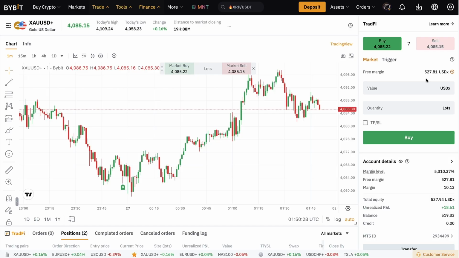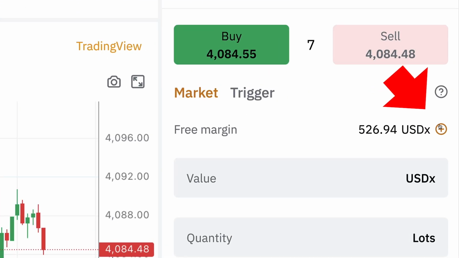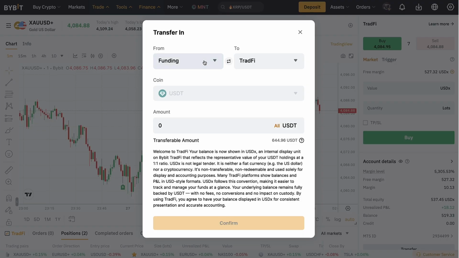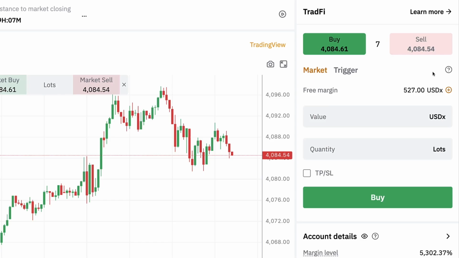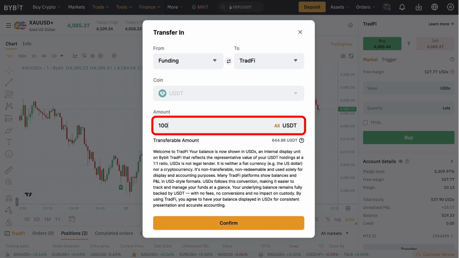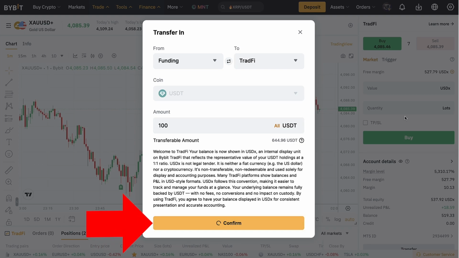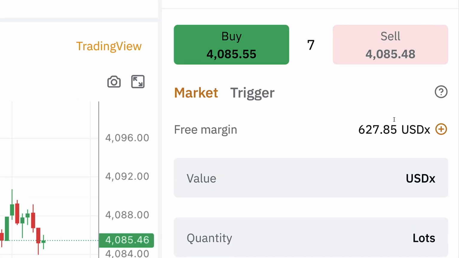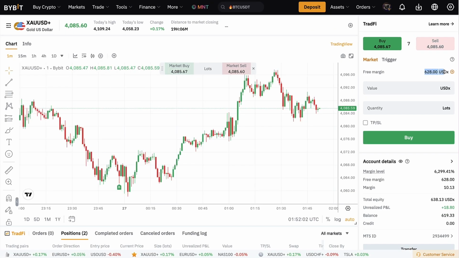When you come into TradFi, the first thing you want to do is to transfer some money into your TradFi account. You can click here on the right side, this plus button, or you can scroll down a little bit and click here transfer. Then you can transfer money from your funding account or your unified trading account directly to TradFi account. Just to show you an example, I have currently 527 USD available roughly. So let me just add 100 USD and you will see what happens. Confirm, transfer in progress. So it usually takes a couple of seconds that you need to wait. It's not usually immediate. This time I waited for 10 to 15 seconds. Then I refreshed the page and the money was already there.